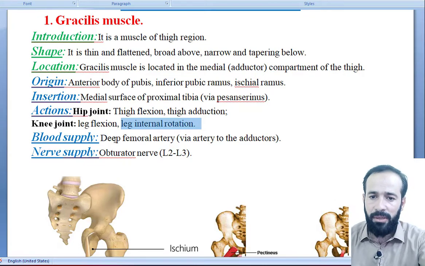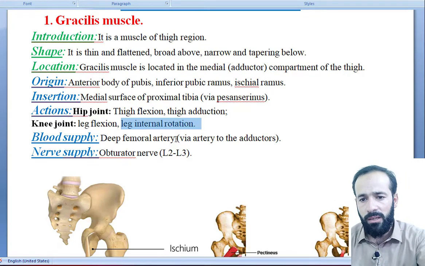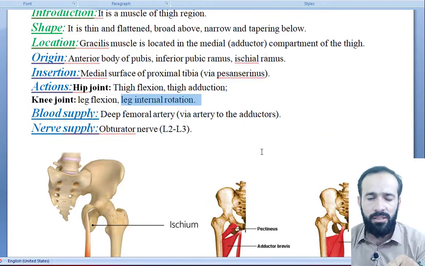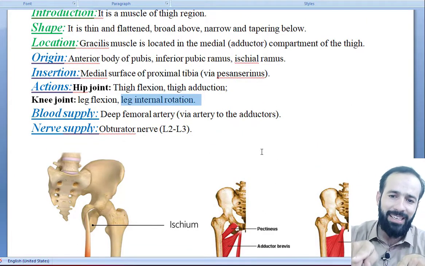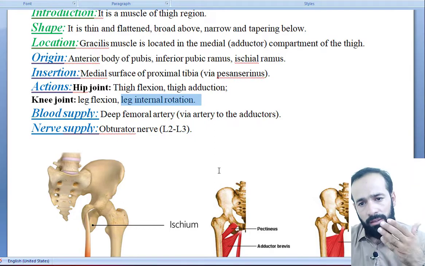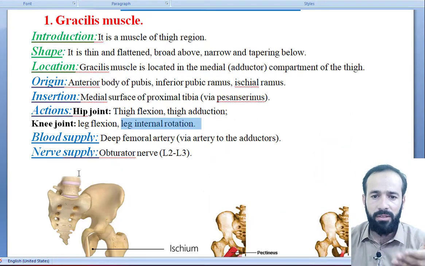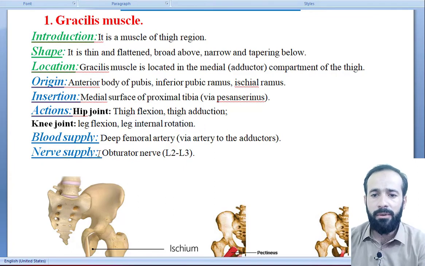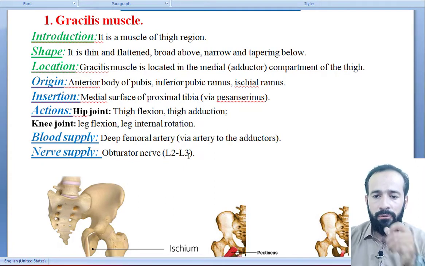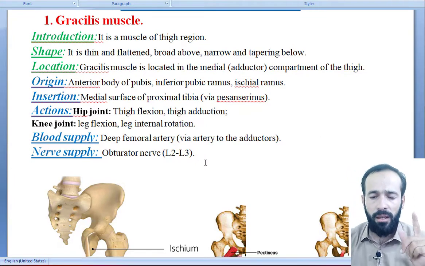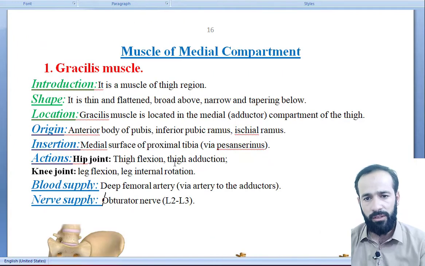What is its blood supply? It is supplied by the deep femoral artery via the artery to the adductors. From the deep femoral artery, there is a branch which goes towards the adductor muscles. That artery is responsible for supplying blood to this gracilis muscle, and it is innervated by the obturator nerve, which comes from L2 and L3, lumbar vertebra number 2 and lumbar vertebra number 3. From there the branches arise.